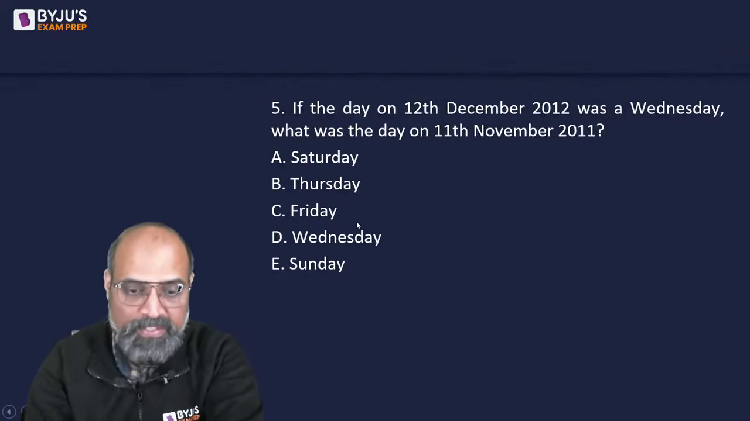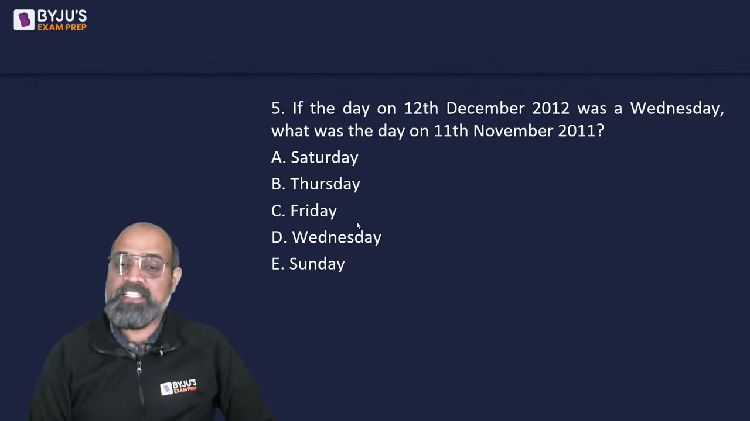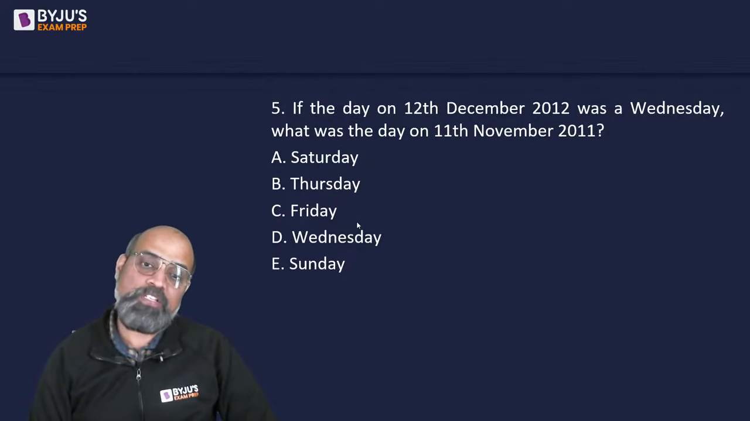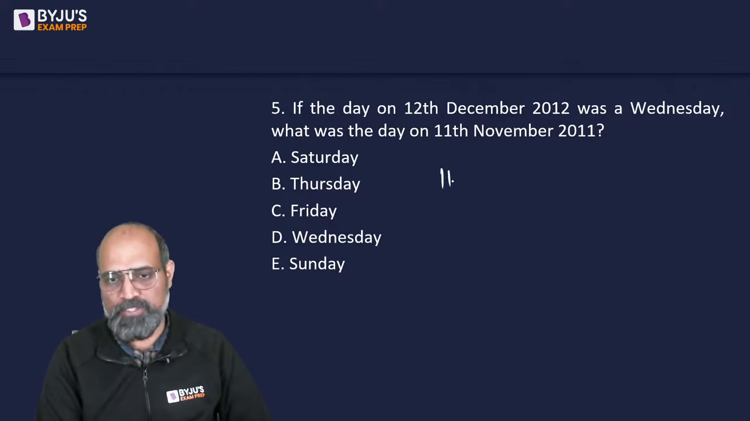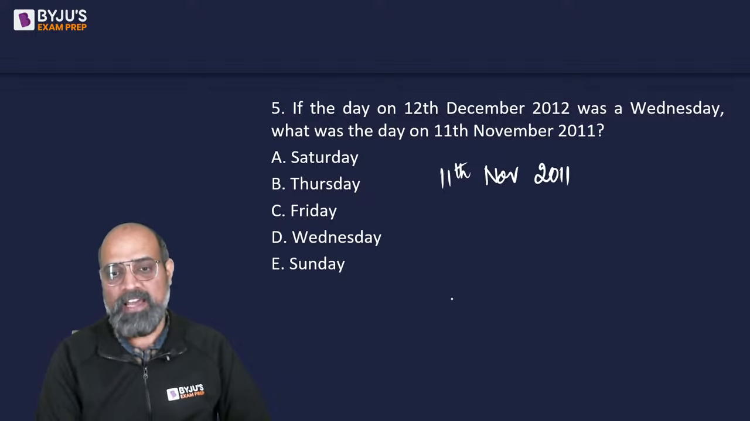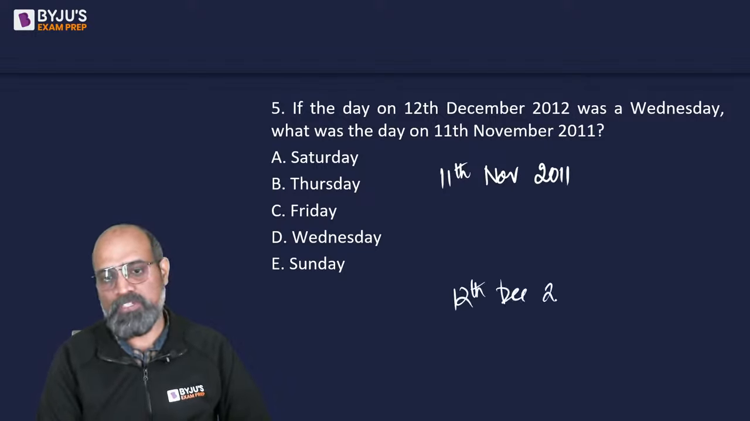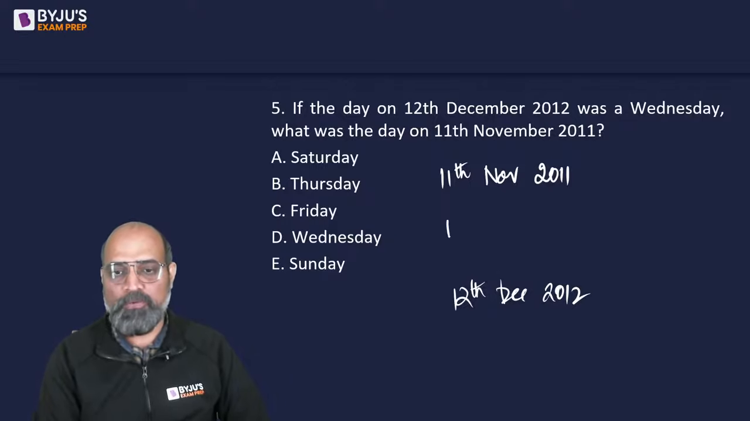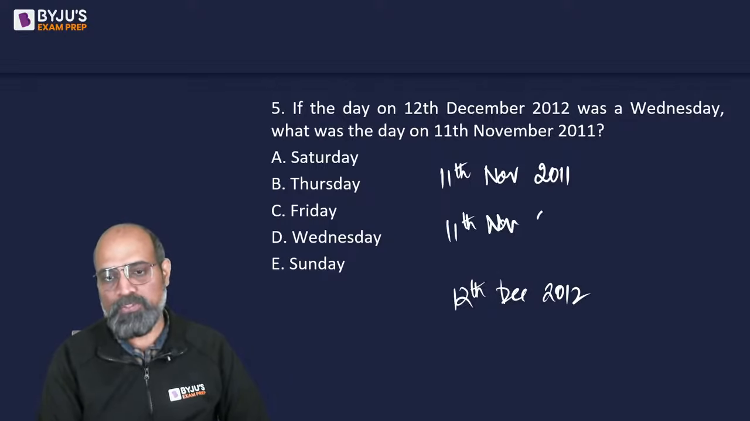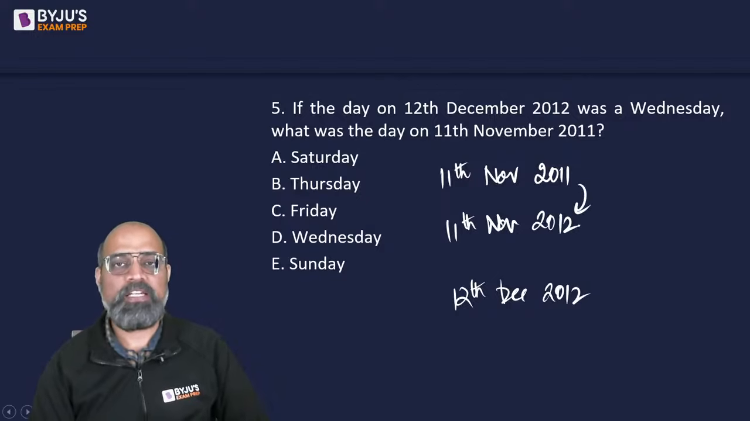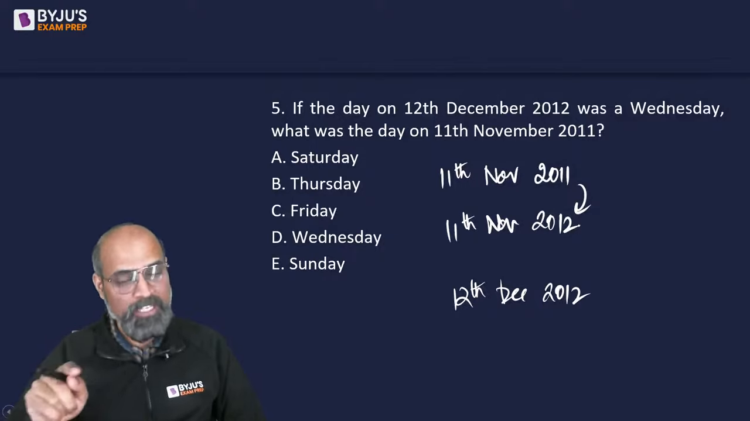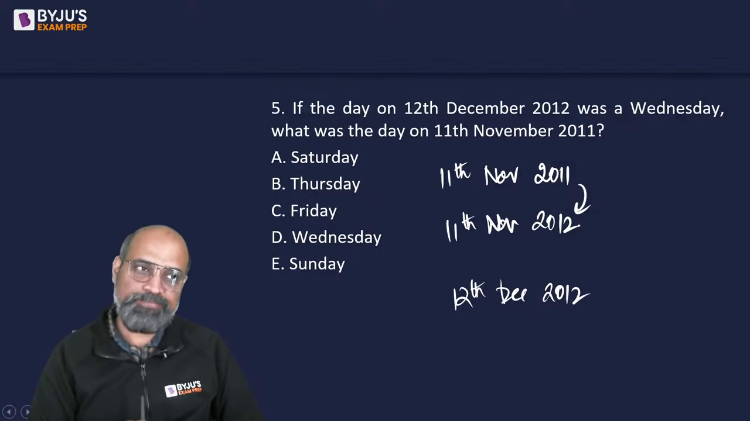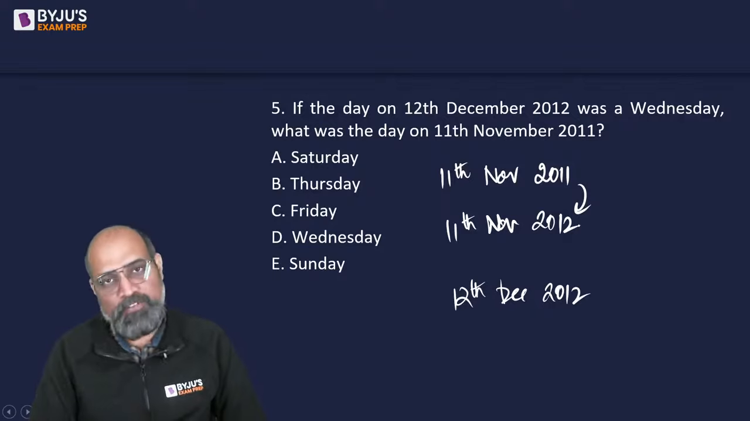Okay, next one. If the day on 12th December 2012 was a Wednesday, then what was the day on 11th November 2011? Very similar to the previous one. What you need to do is go to the previous date, which is 11th November 2011, and you have to go up to 12th of December 2012. So go from 11th November 2011 to 11th November 2012 first. From November to November, same date. Don't go up to 10th November, go up to 11th November. Same date, we have to move either 365 or 366 days.